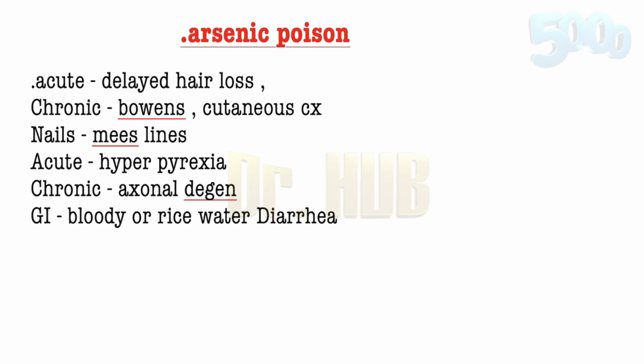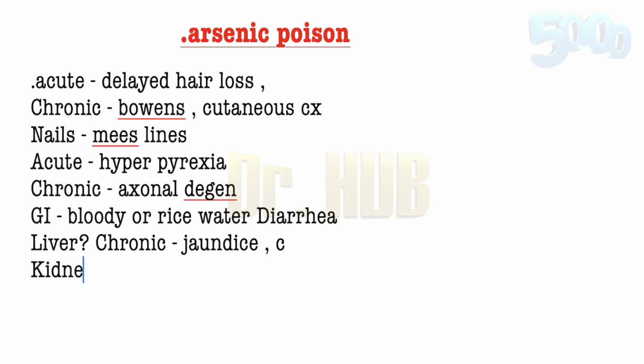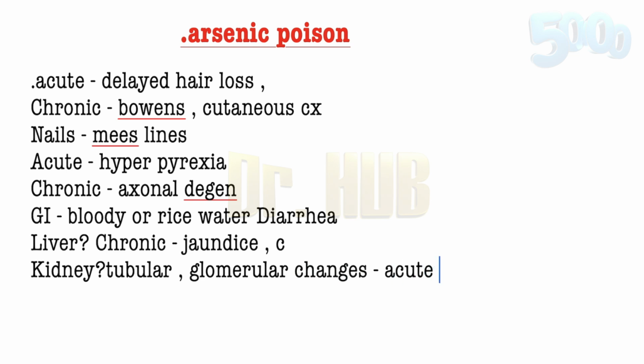So the liver, in case of acute, will be the fatty infiltration. In case of the chronic, it will present as the hepatomegaly, jaundice, as well as cirrhosis. Now let's talk about the kidney. The kidney presents with the tubular as well as the glomerular changes. There is oliguria and uremia. This is with respect to the acute. Whereas in case of chronic, it is going to be the nephritic findings.